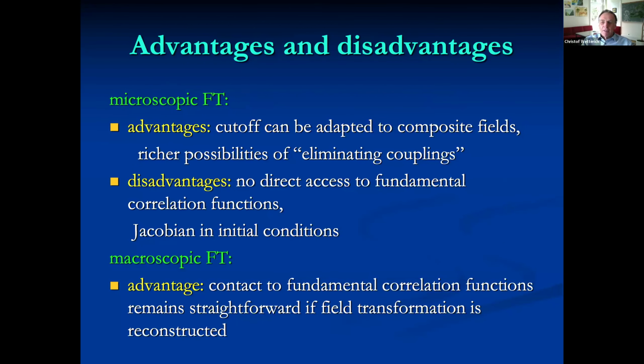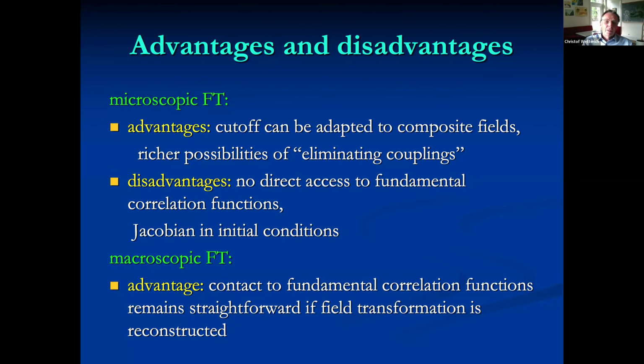Now, quickly, advantages and disadvantages of both versions, because I think that they both have their merits. And we should actually use both if you use them in a reasonable way. The advantage of the microscopic field transformations is that you can adapt your cutoff to the composite fields. It gives you richer possibilities also for eliminating couplings. Disadvantage, you have lost the direct access to the fundamental correlation functions, and you also have the Jacobian in the initial conditions that may sometimes be worrisome, sometimes not so much.